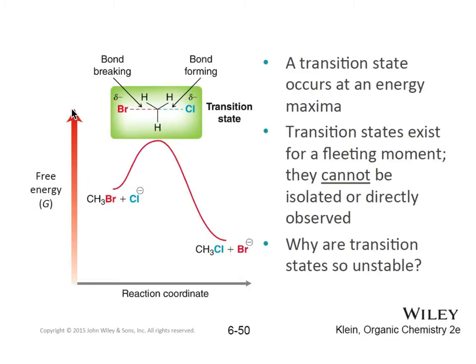Imagine it here. We have the energy versus the reaction coordinate, and here we have a reaction happening. The C-Br bond is being broken and the C-Cl bond is being formed. This transition state looks like something in between, where one bond is being broken and one bond is forming.